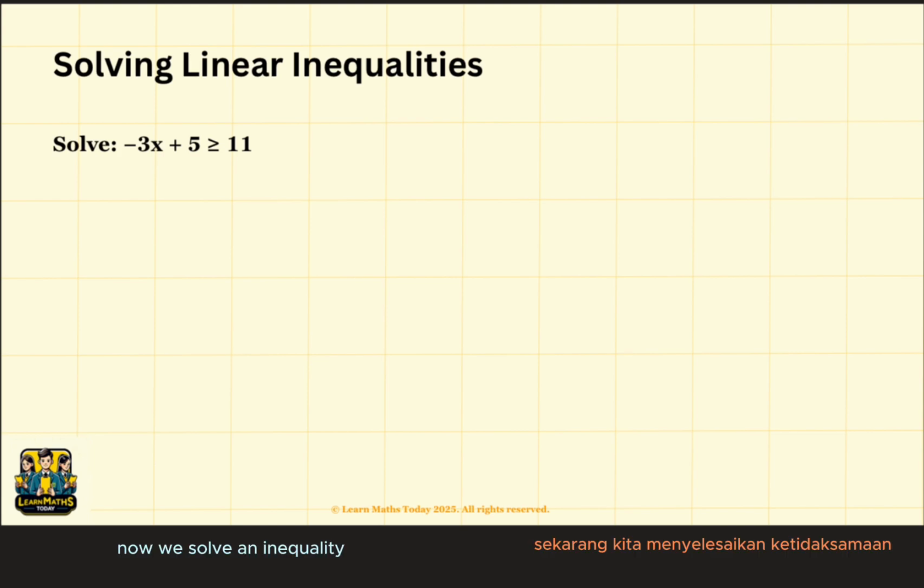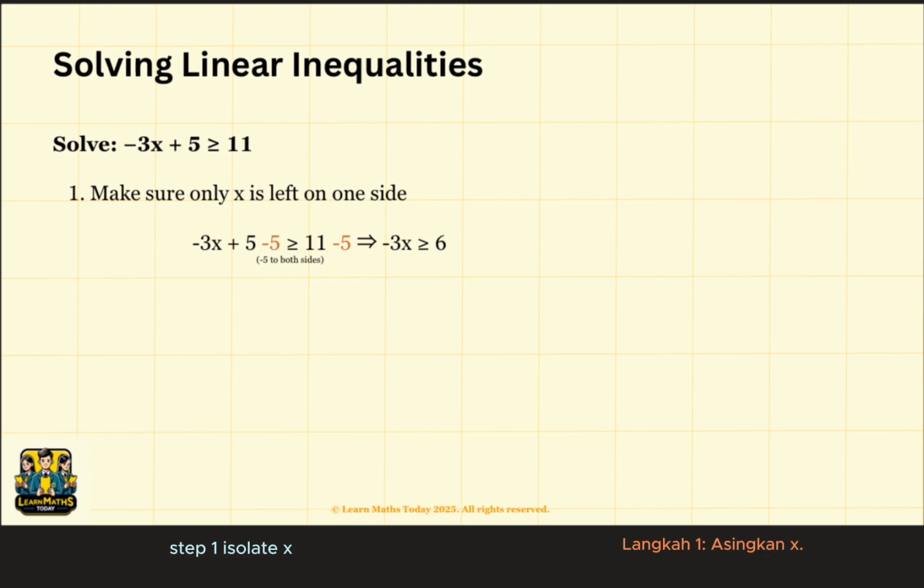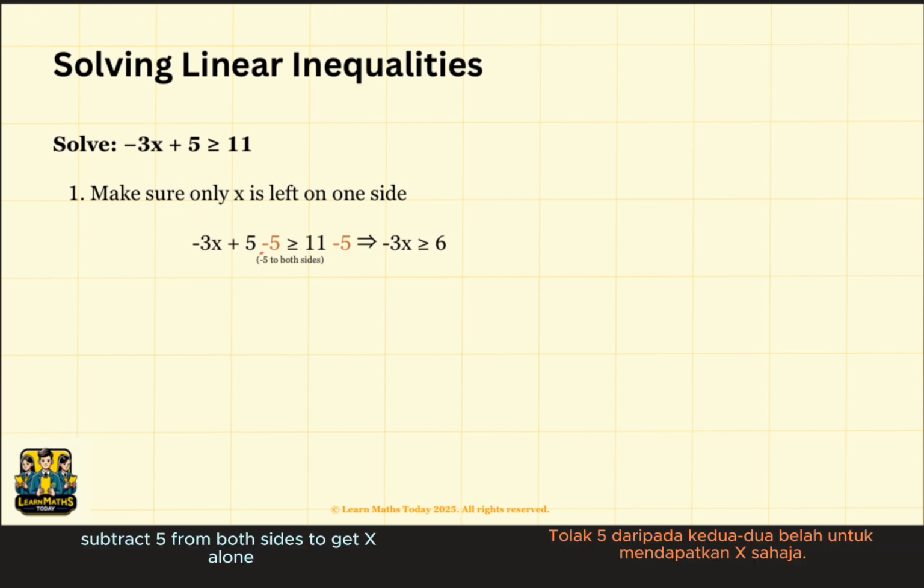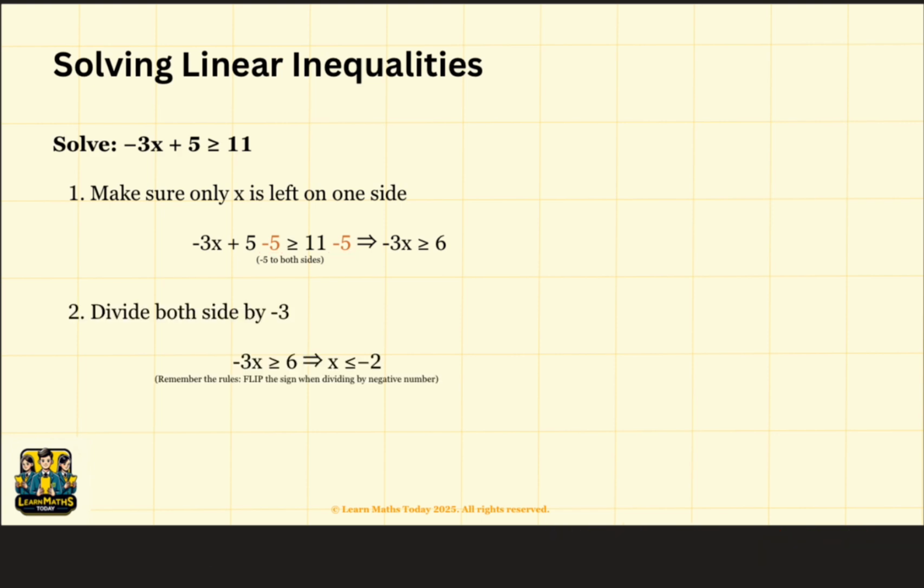Now, we'll solve an inequality that involves multiplying or dividing by a negative number, which requires flipping the sign. Step 1. Isolate x. Subtract 5 from both sides to get x alone.